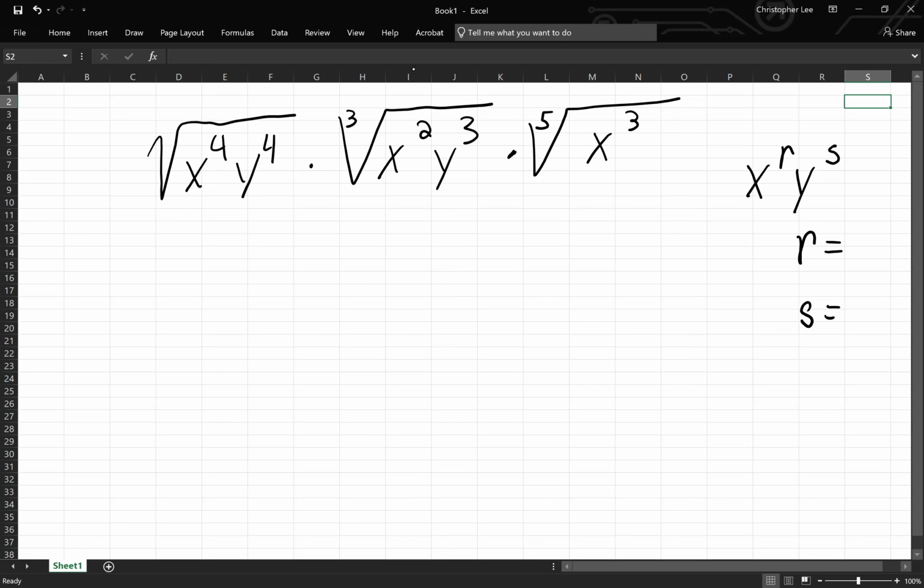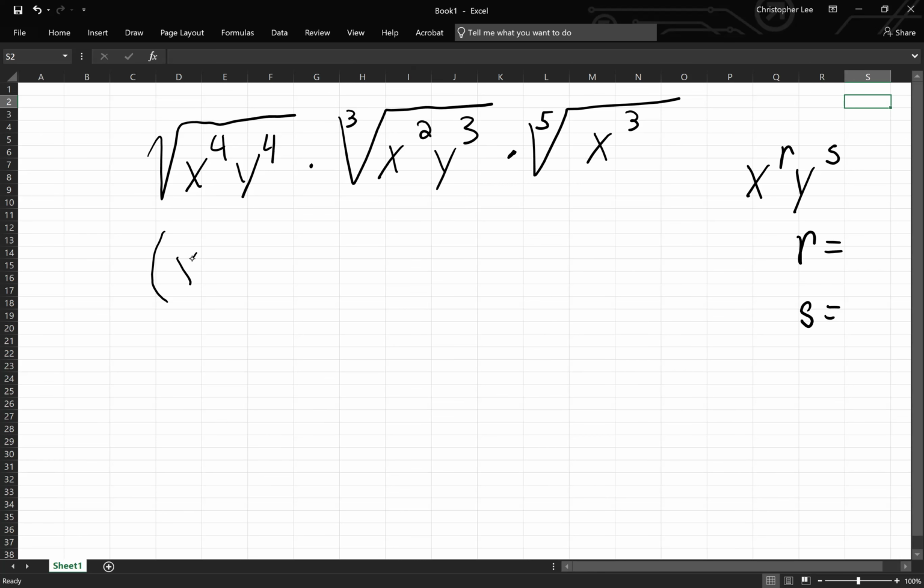Here we go. So the first thing you want to do is multiply these monomials, right? But the problem that I have is that each one of them has a root on it. So this is one of those situations where it might be a little bit easier for me to change the root into a power, like a fraction power.